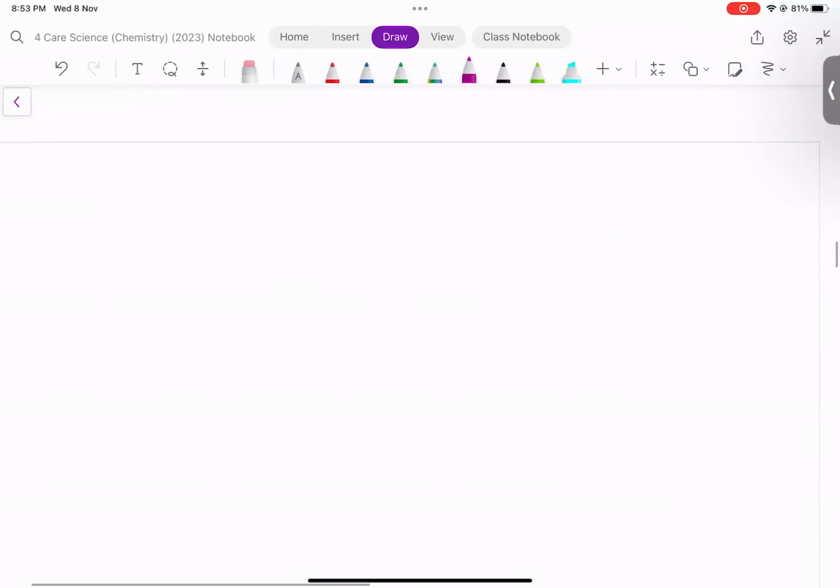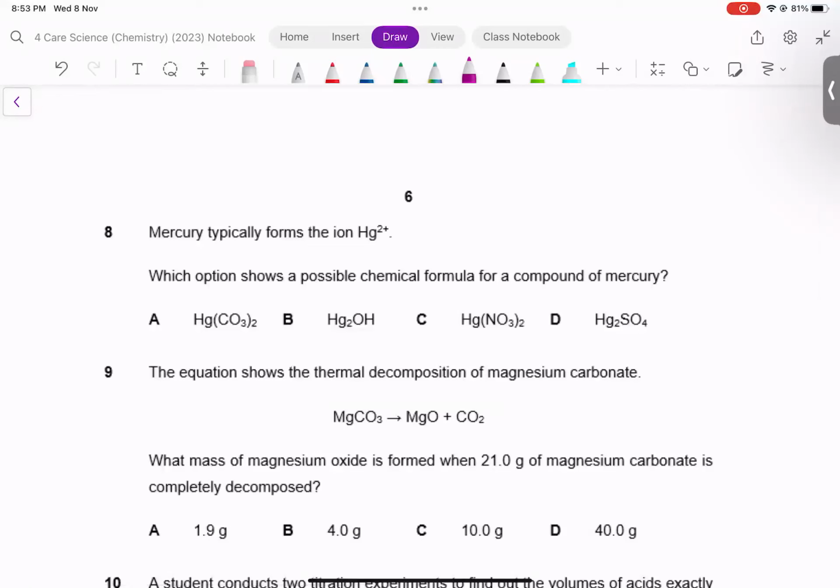Now I think question 8 is quite straightforward. If you are familiar with chemical formula, you're told it's Hg2+. The charge is 2+, right? So you must think, what is the charge on the ions? Well, in this case, it's carbonate in A. Carbonate is CO3 2-, meaning the formula should not be this. The formula just has one carbonate ion, right? HgCO3. Next, you have OH-. So the formula should be Hg(OH)2.